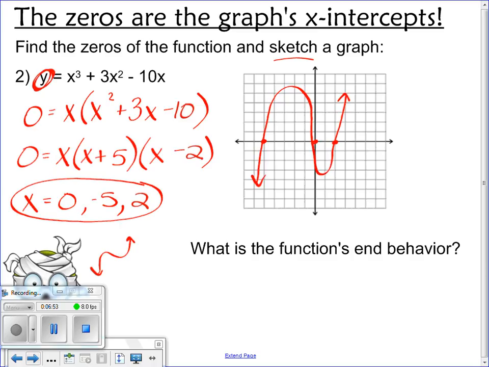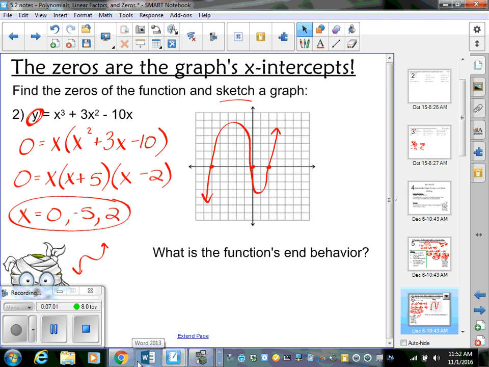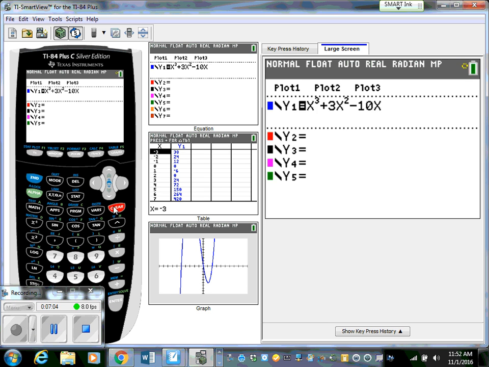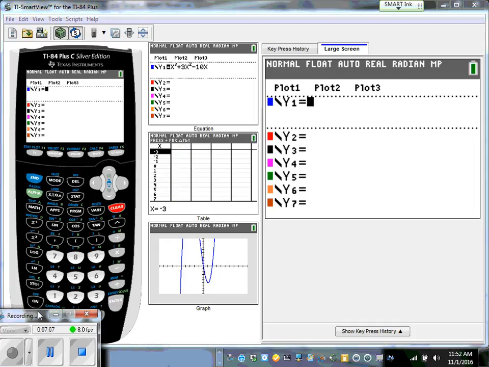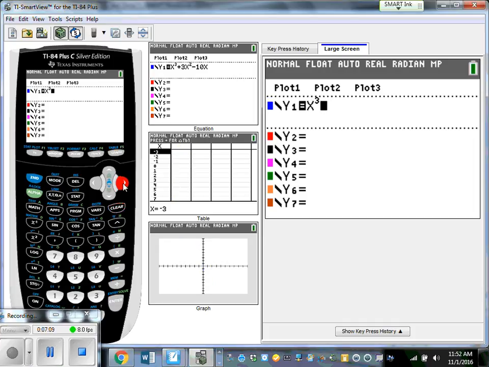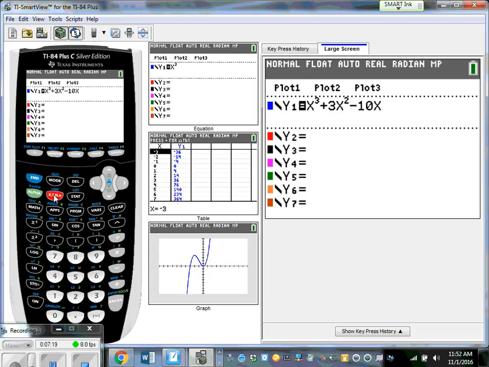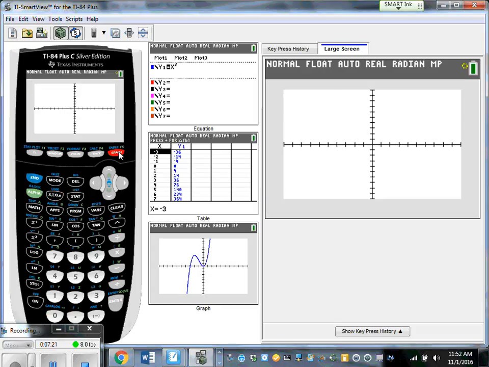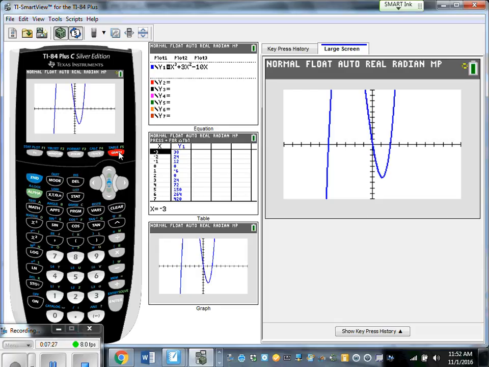Sure. Could it go higher? Maybe. Well, could it have been a little lower bump? Could have been. I just don't know. How do we find out? We graph it. So let's take a look. What was my problem? X cubed plus 3x squared minus 10x? Thank you. Oh. All right, it went a little higher than I guessed. So did it cross, though, at 0, negative 5, and 2? Yeah. Take a look at the table.